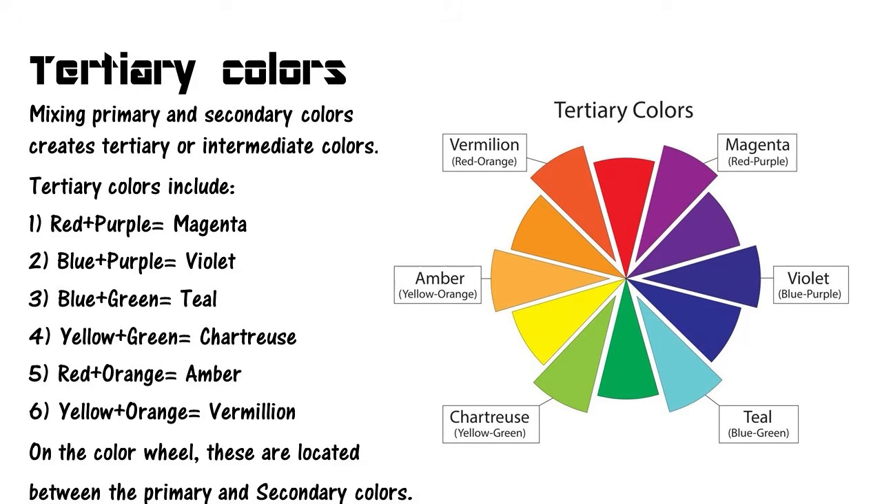In the color wheel, you can see on the right side that the tertiary colors are placed just between the primary colors and secondary colors. Like magenta is placed between red and purple, violet is placed between purple and blue, and teal is placed between blue and green. So similarly all the colors are placed between primary colors and secondary colors.